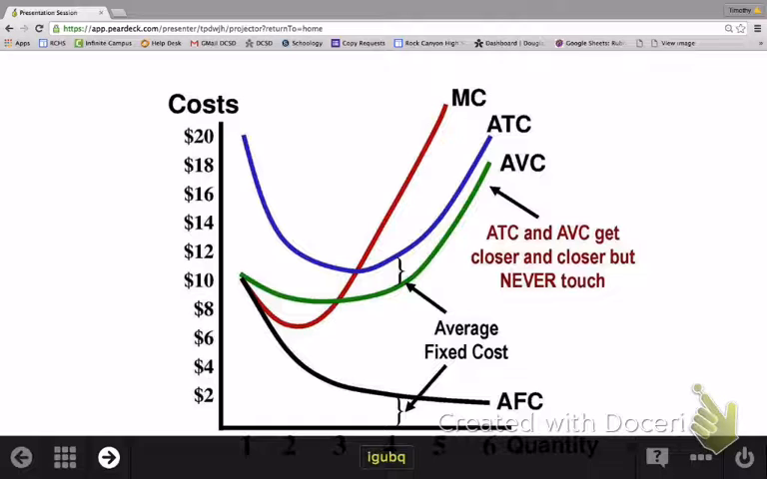Again, here's another graph that shows average total cost and average variable cost get closer to each other and closer, but they never actually touch each other. And the average fixed cost, of course, will be the distance between the average total cost and the average variable cost.